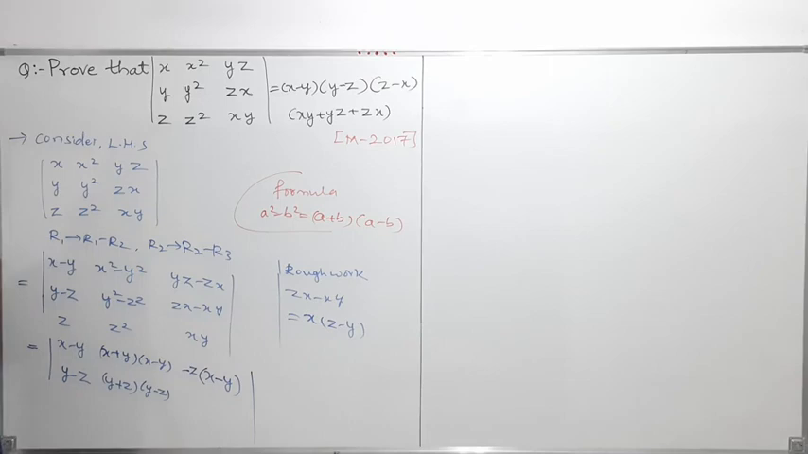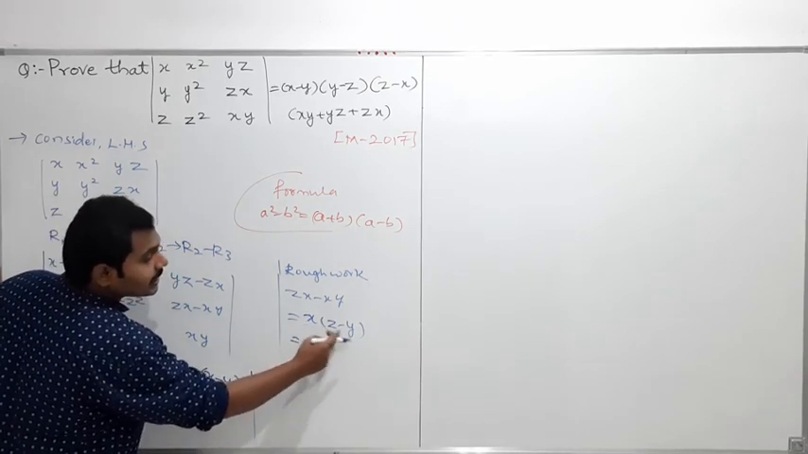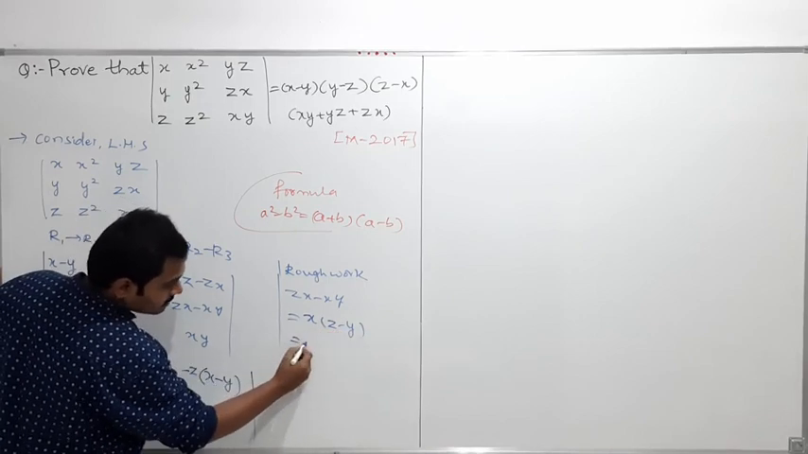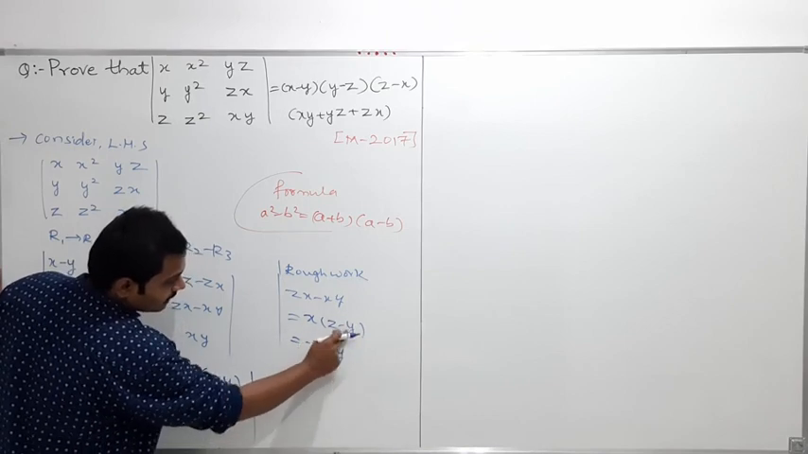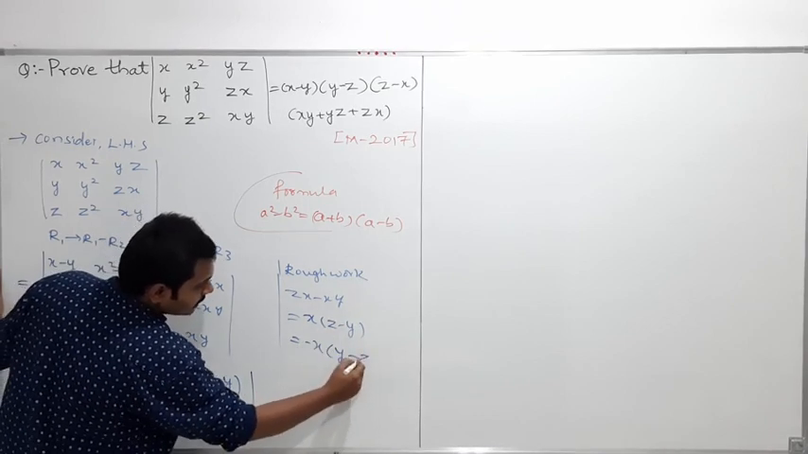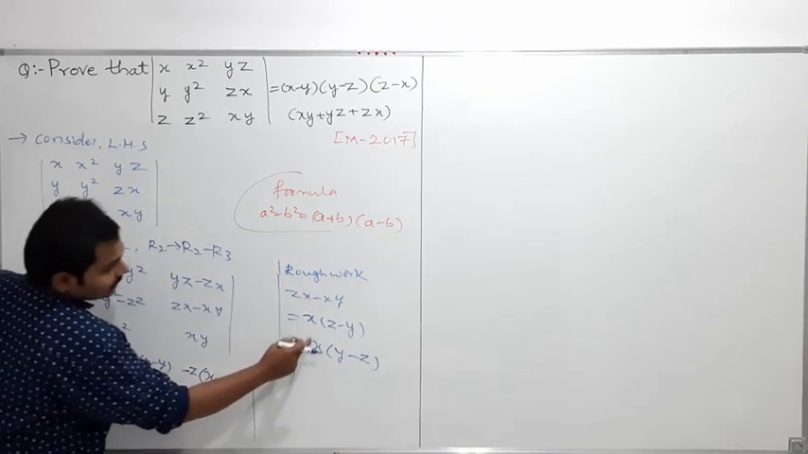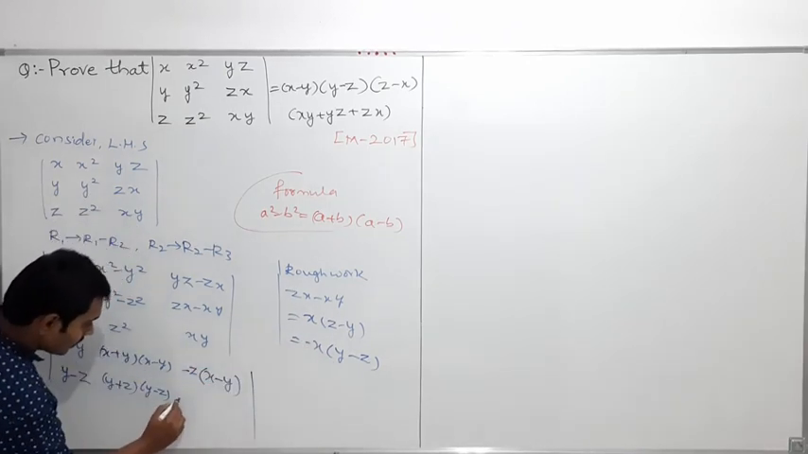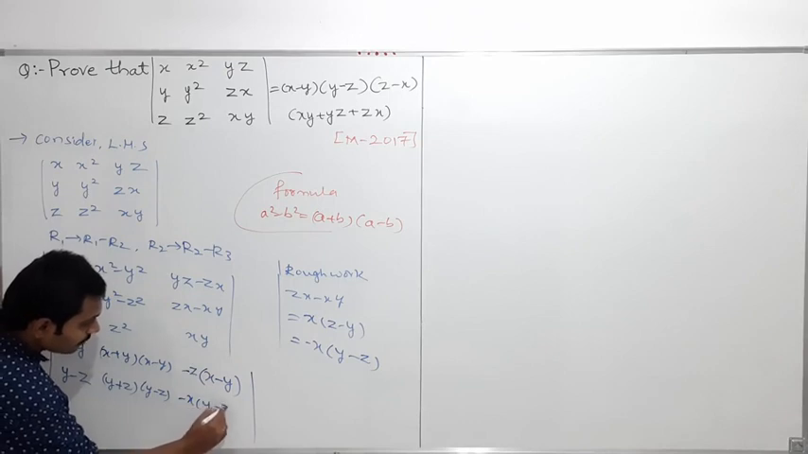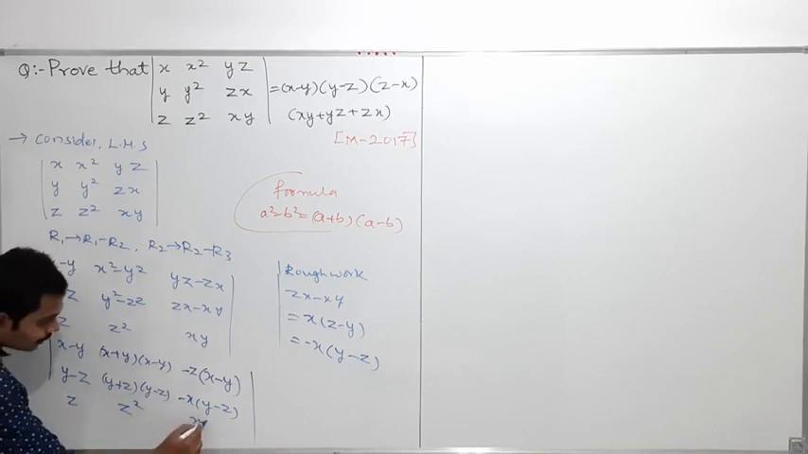For that reason, my dear students, instead of taking x common, I am taking minus x common. If I take minus x, then minus x into y is minus xy, and I am getting minus minus plus z here. So if you simplify this, you will get this part. Therefore zx minus xy can be written as minus x into y minus z. This I am writing like this. And next the third row I am writing as this, z square, xy.